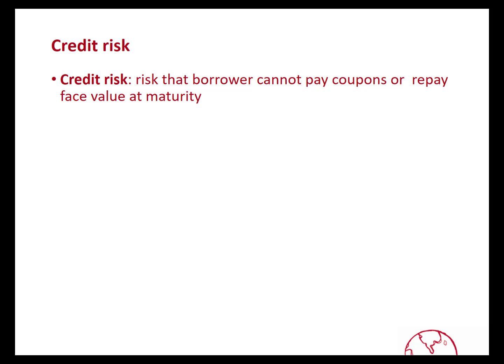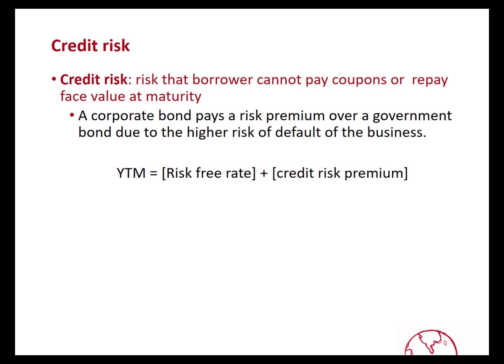A final risk I want to talk about is credit risk, which is the risk of not being able to make payments on interest or principal when they are due. Credit risk is typically associated with corporate bonds. We tend to think of the pricing of a corporate bond as incorporating this default premium, and where it shows up is in the yield to maturity.